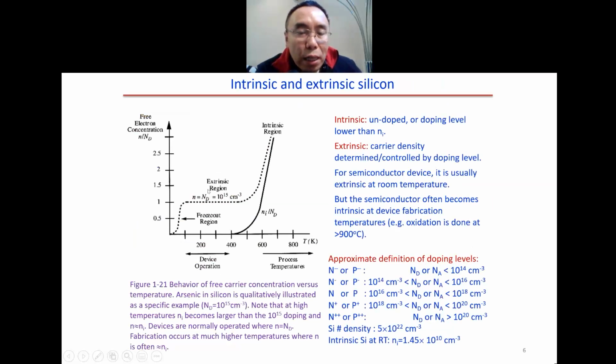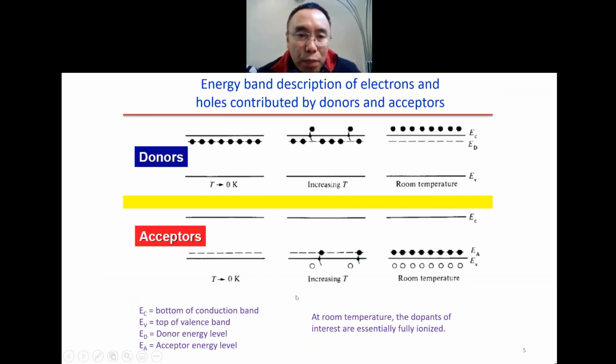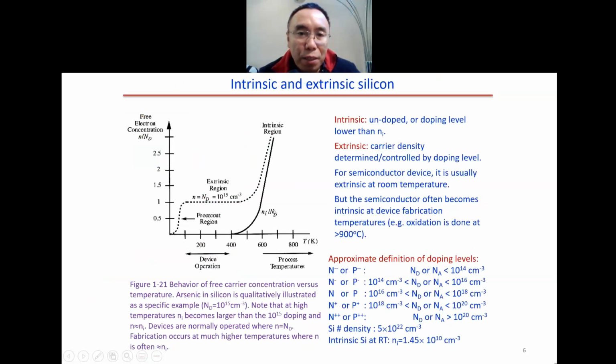This is where the device operates, because in this temperature range the number of carriers can be decided by the doping. But at a very high temperature, the Ni, the intrinsic carrier concentration, becomes important, because we can see that at high temperature the Ni goes up. At a very high temperature, a few hundred Kelvin, the Ni will be higher than Nd. Then we say the silicon becomes intrinsic again.